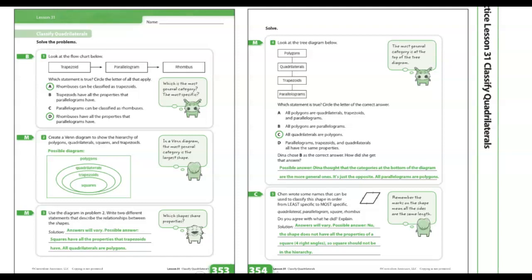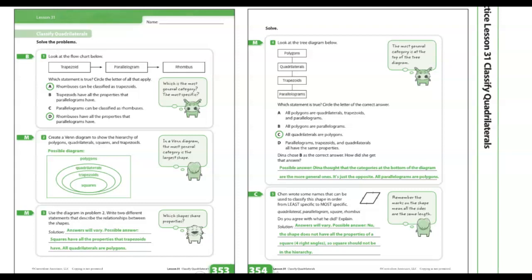So let's take a look at our answers. Please remember the expectation is that you don't copy the answers down, but you have already done them, and this is you checking for your understanding so that you can email me to say, Ms. Fleming, I don't understand this. Can you please help me with this?